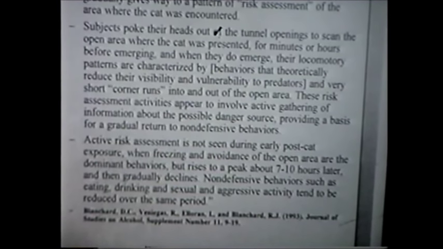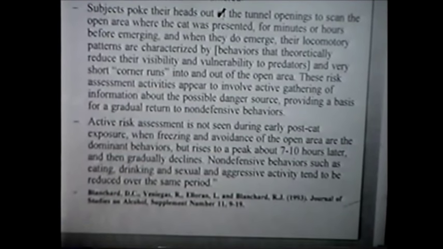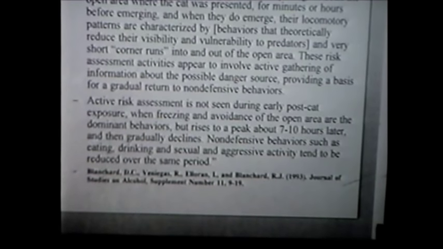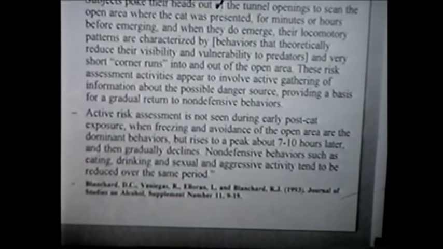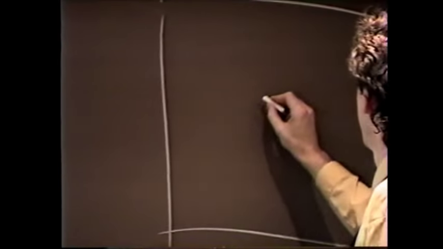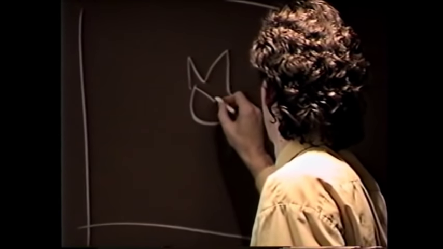When they do emerge, their locomotory patterns are characterized, well, they kind of run flat, so they can't be seen. But the thing that's really neat is they do short corner runs. I think this is so interesting. So you think, here's the area that the cat was seen, okay? So it's like, cat.